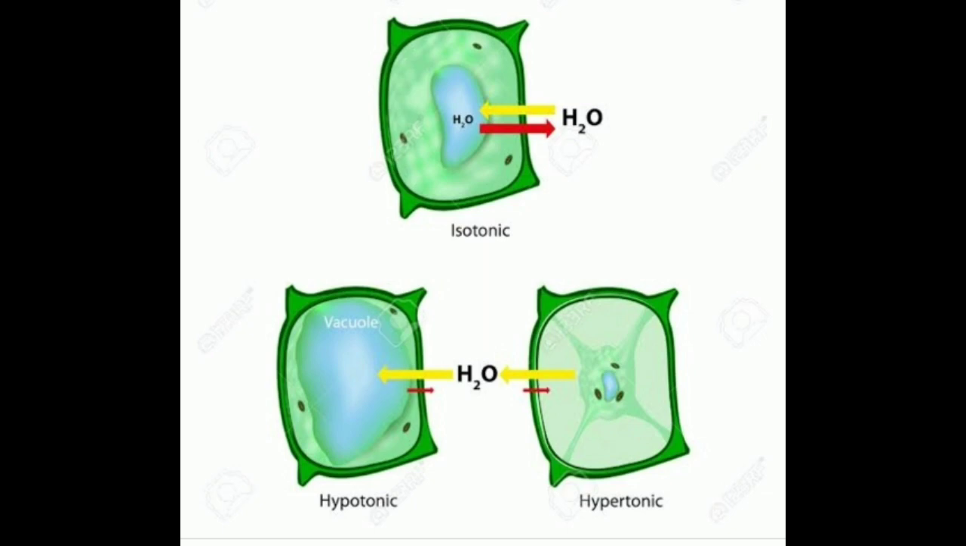While in hypotonic, the size of the vacuole becomes greater, so it exerts pressure on the cell wall. That's why the cell wall moves outward. See the size of the vacuole, it becomes very small because water is going outside. That's why the cell wall moves inward, because water from the cell goes out, so there is no pressure exerted by the vacuole.